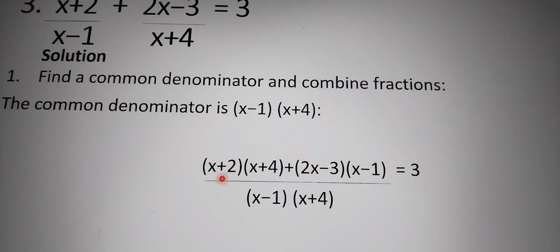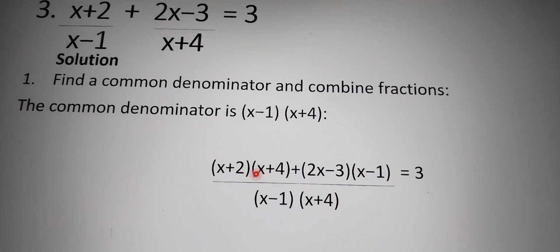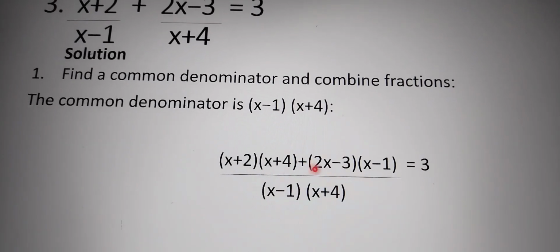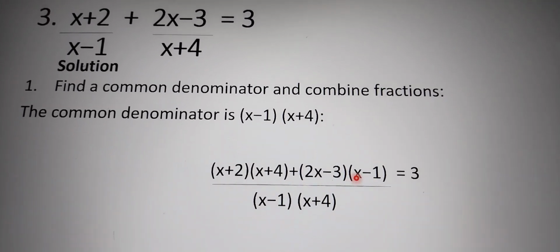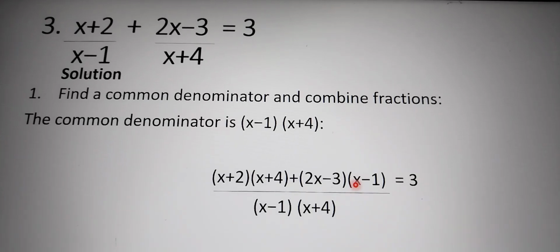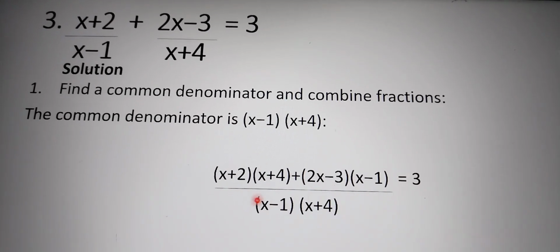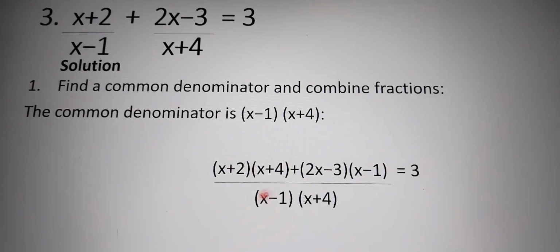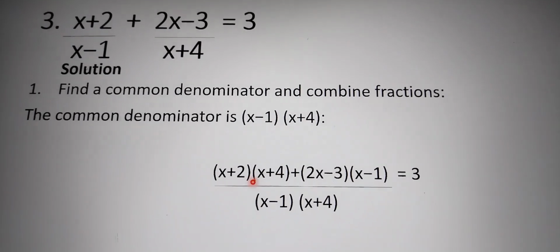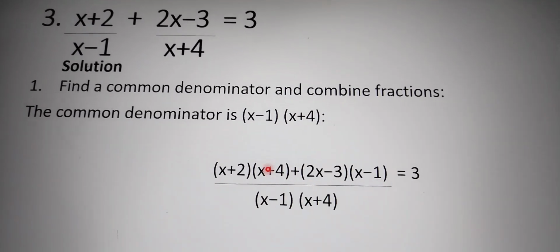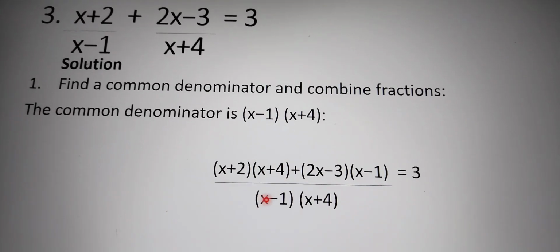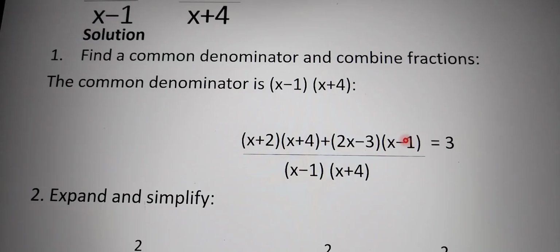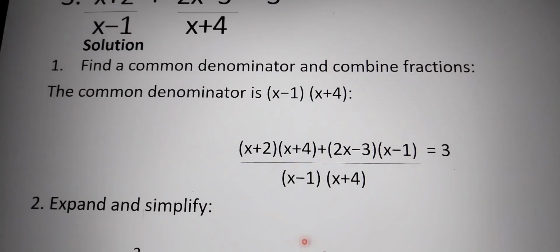which says (x plus 2) in a bracket multiplied by another bracket which has (x plus 4), plus (2x minus 3) in a bracket multiplied by another bracket that says (x minus 1), over the whole (x minus 1) multiplied by (x plus 4) is equal to 3. So I already added (x plus 4) here, so it can't be cancelled out, so there's nothing to add. And (x minus 1) is also here, so we can cancel it when we are ready. So the second part is to expand and simplify it.